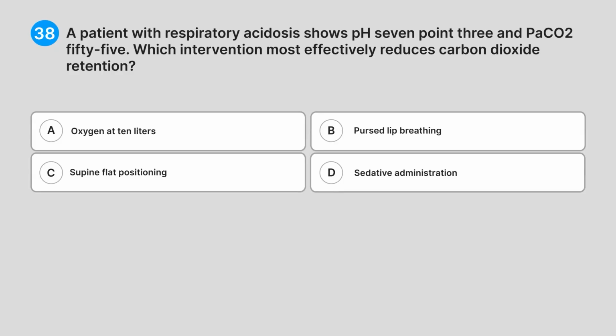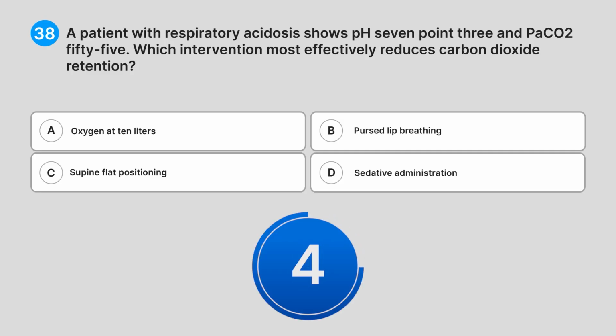38. A patient with respiratory acidosis shows pH 7.3 and PaCO2 55. Which intervention most effectively reduces carbon dioxide retention? A. Oxygen at 10 litres. B. Pursed lip breathing. C. Supine flat positioning. D. Sedative administration. Do you know the answer?